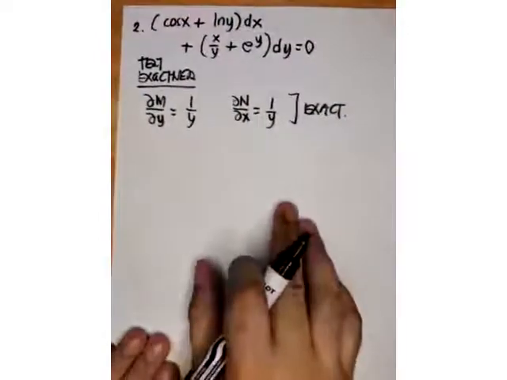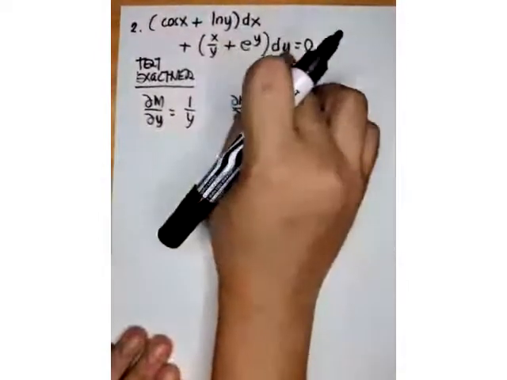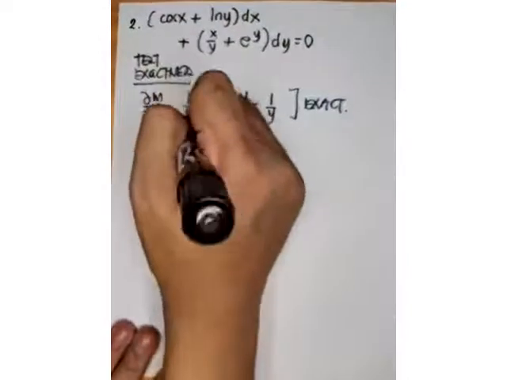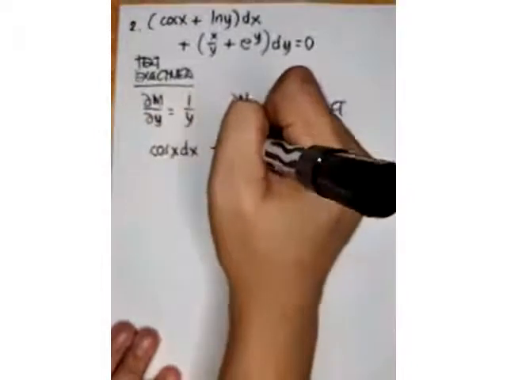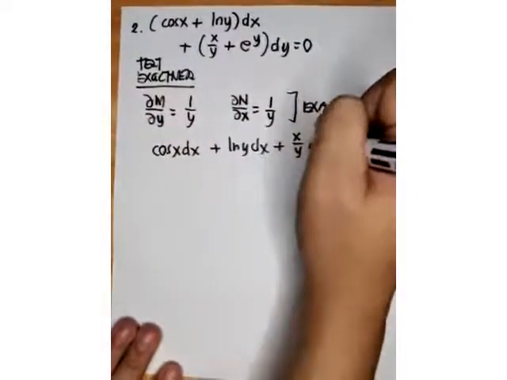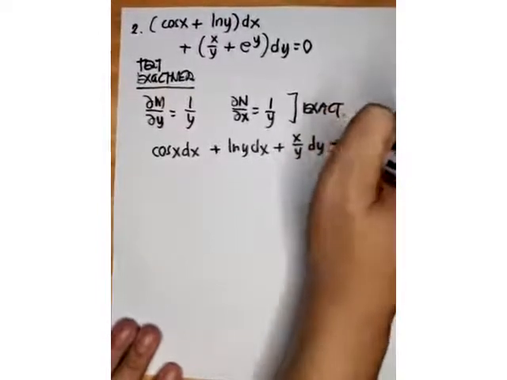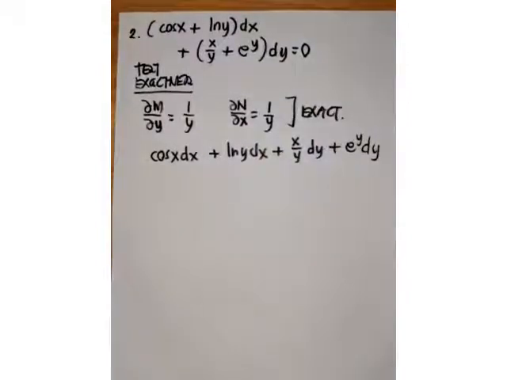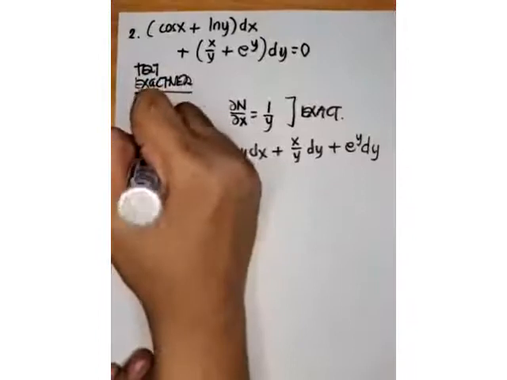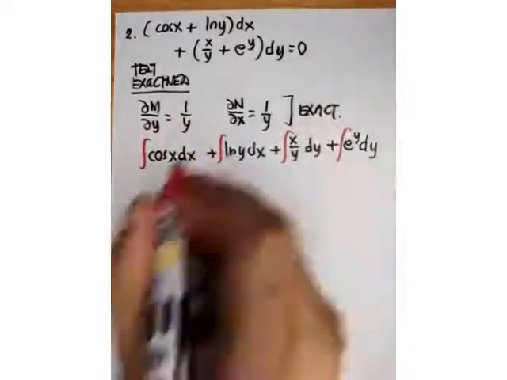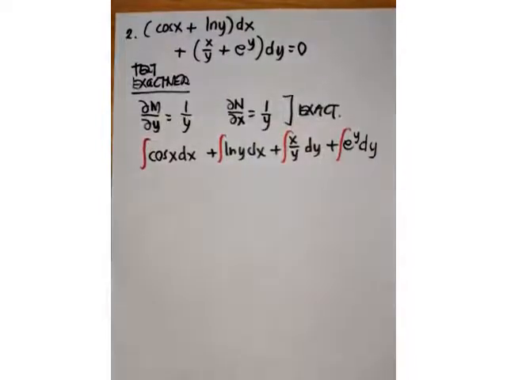So gagawin natin susunod is, i-distribute na yung dx at saka yung dy. So distribute natin yon. So we'll have cosine x dx plus ln of y dx plus x over y dy plus e raised to y dy. Ayan. And then, ang gagawin, we integrate 1 by 1.